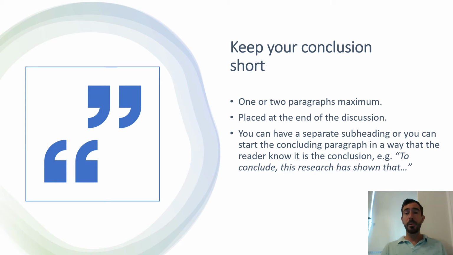Therefore, we should keep the conclusion short, 1 or 2 paragraphs maximum, placed at the very end of the discussion. The conclusion can have a separate subheading, or you can start it in a way so the reader knows it is the conclusion. For example, when you have finished your discussion, you can start your conclusion with, to conclude, this research has shown that lemurs display no effect of behaviour change in the presence of zoo visitors.